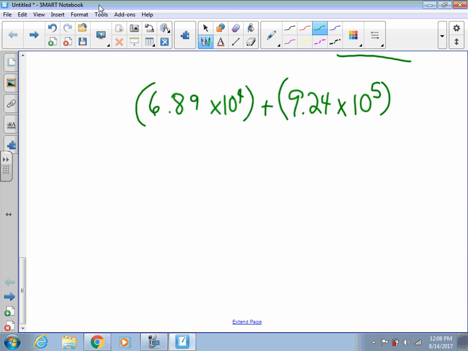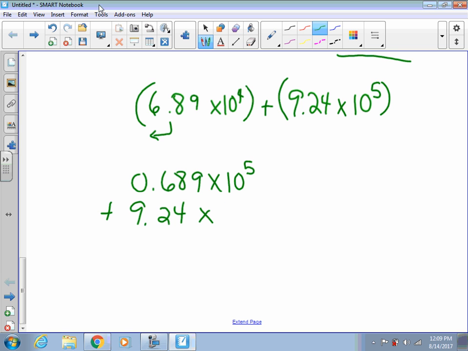Well, if I wanted to make this 10 to the 4th a 5, I could move the decimal that way and make it a 5. So let's try that. 0.689 times 10 to the 5 plus 9.24 times 10 to the 5. And we keep the power of 10 and add the numbers.